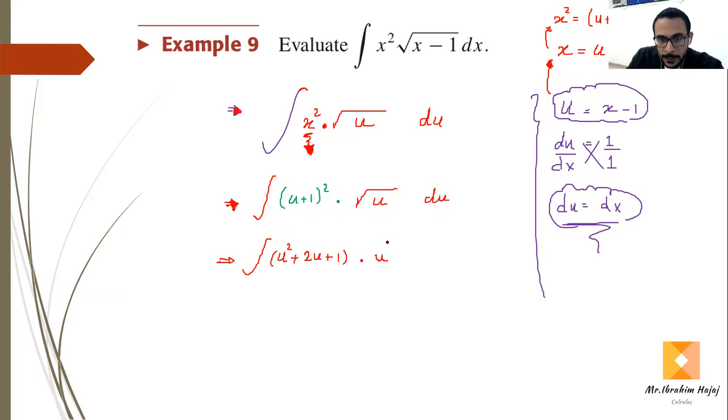And this time I'll write radical u as u power half. Half u. Then multiply using the distributive property. Still, we will not integrate right now. Listen, you have to multiply the u power half, this monomial, by the trinomial u squared plus u plus 1. So I'm going to use the distributive property.